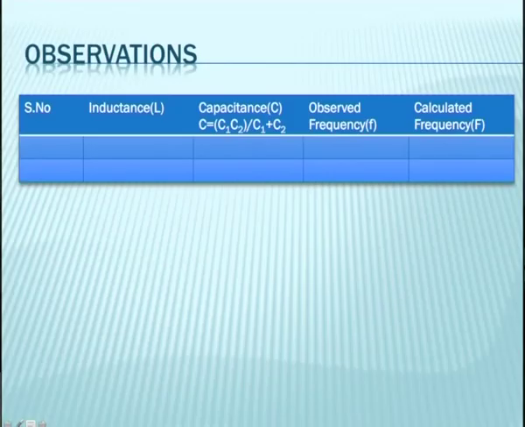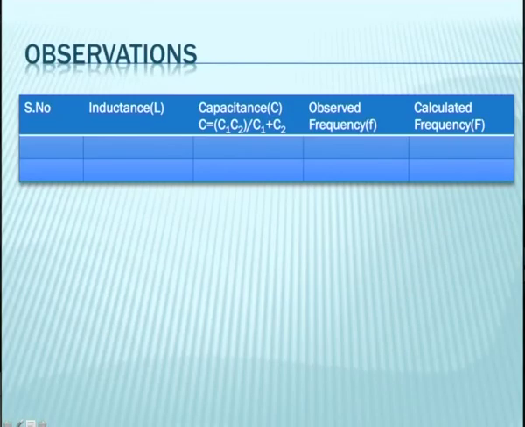Now observations of this experiment can be recorded like this. By varying the inductance and capacitance, we can get the observed frequency, and the calculated frequency can be obtained from the theoretical formula we learnt. So by comparing the observed frequency and theoretical frequency, we can predict the stability of this Colpitt's oscillator.